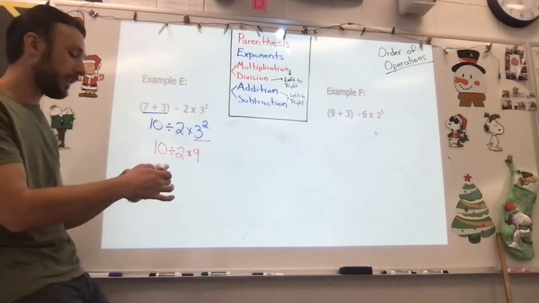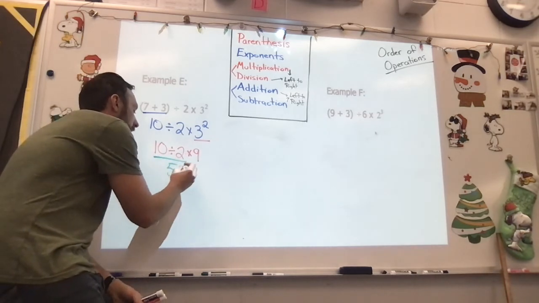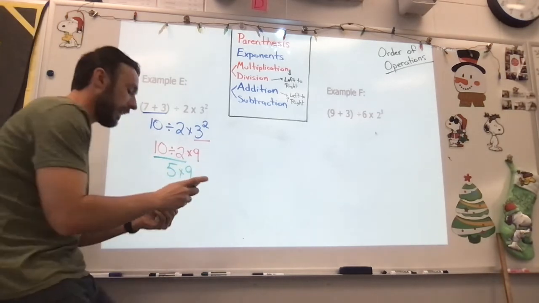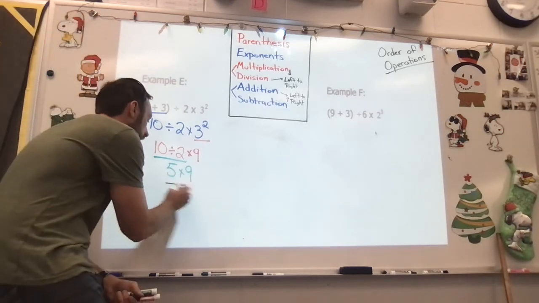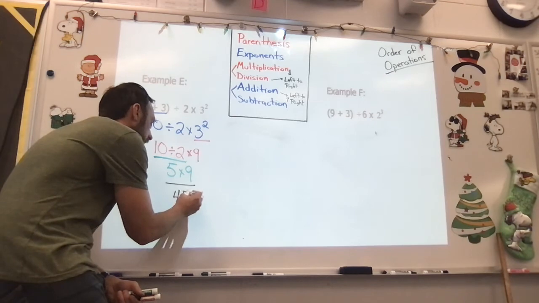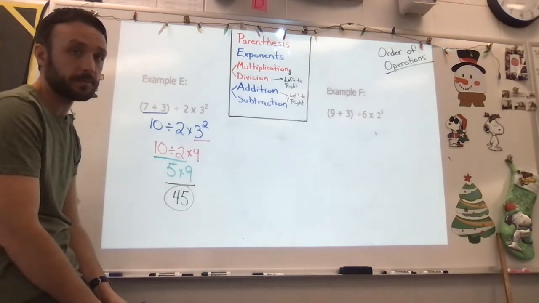So I'm going to divide here first. 10 divided by 2 is 5. Bring down what I haven't used yet. And 5 times 9 would give me a final answer of 45. So 45 is the answer to example E.